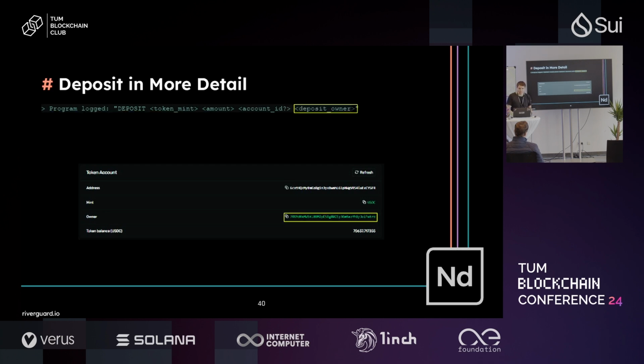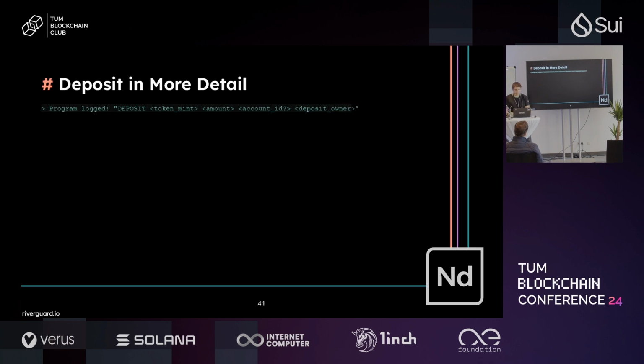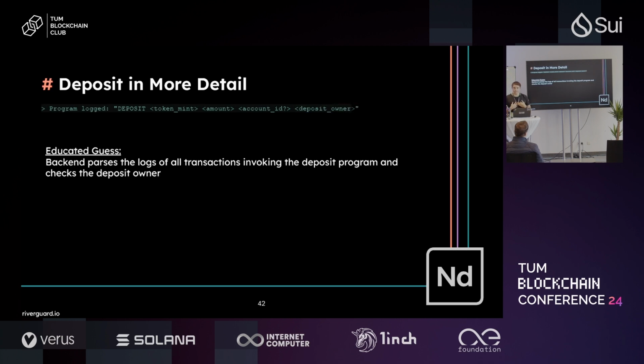So far, so good. As previously said, we had the self-transfer. So our educated guess here is that the backend parses this log and calls a transaction invoking the deposit program, and this deposit program checks the deposit owner. This would be the normal flow, and then it triggers the liquidity token transfer.